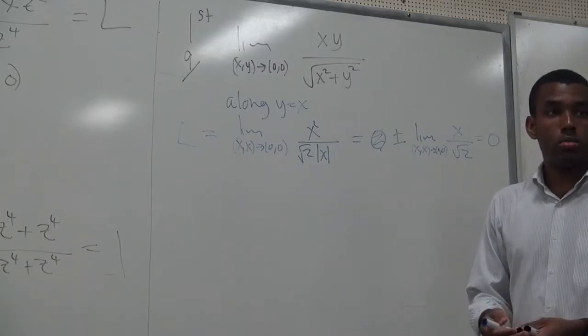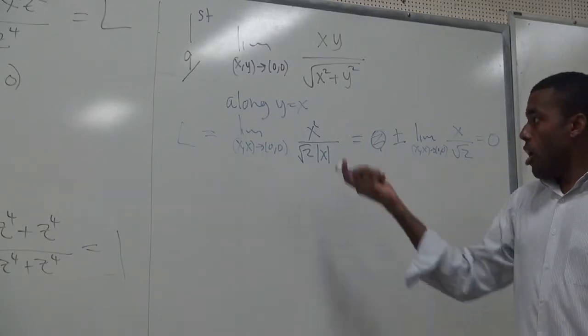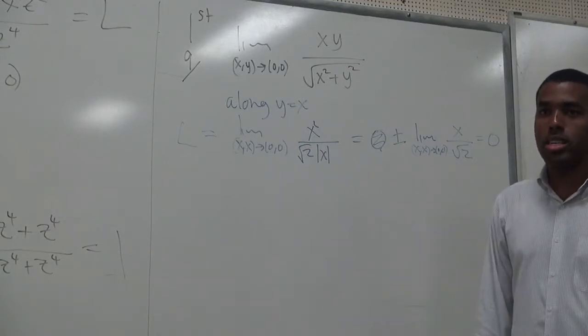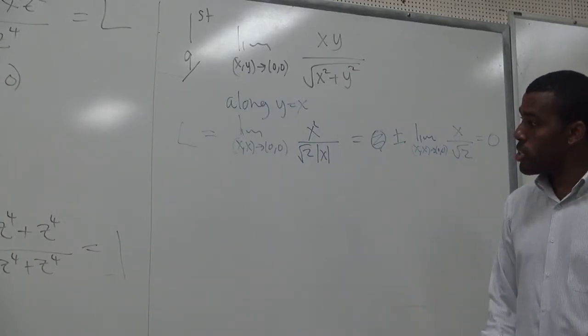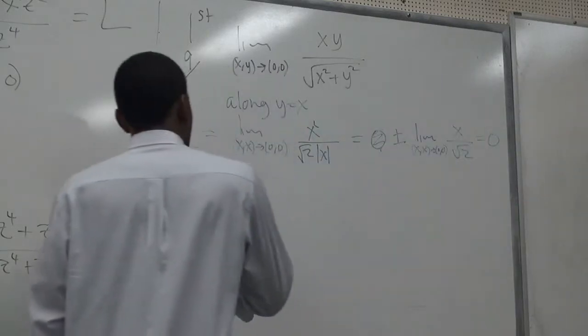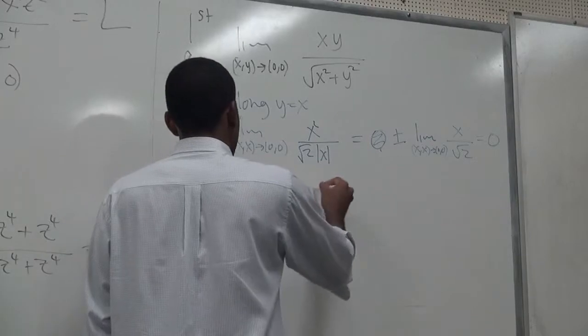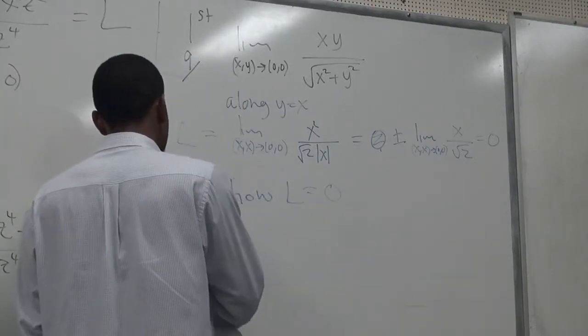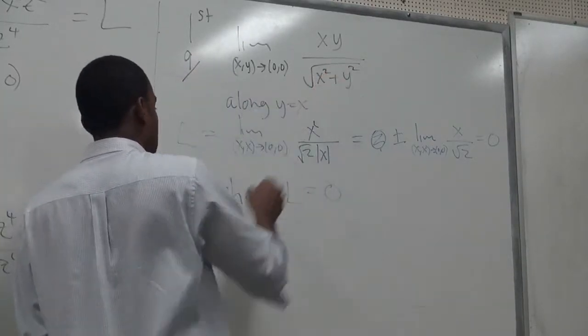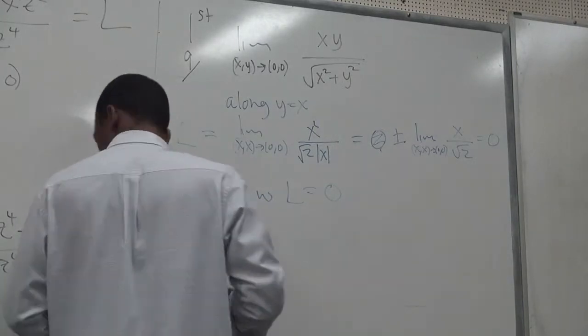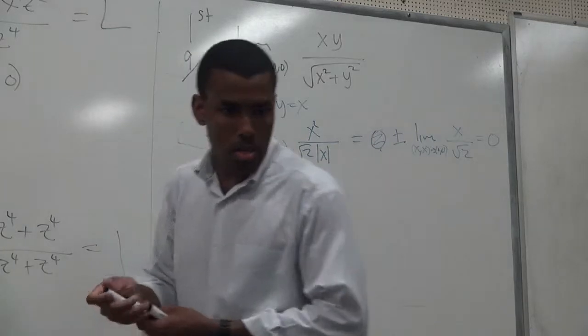We need to use the squeeze theorem. All the obvious paths would actually give you 0. So then you're trying to think, maybe the limit actually is 0. So we could use the squeeze theorem. We show L equals 0. So the squeeze theorem says in absolute value, I'm going to put this minus. Better mark this one.